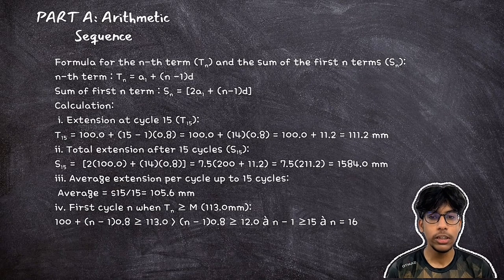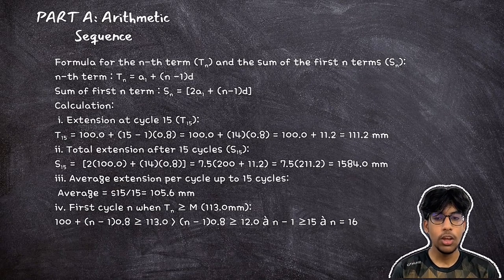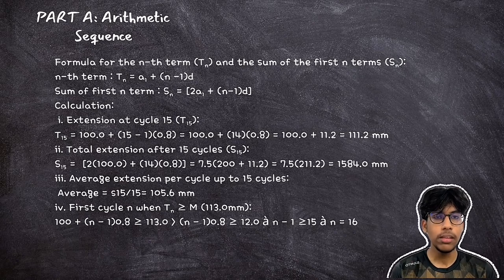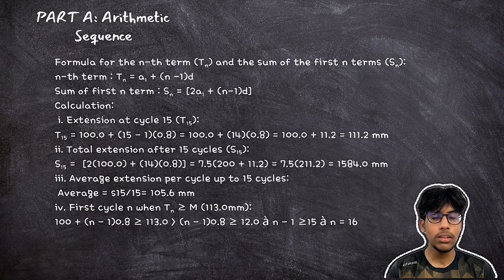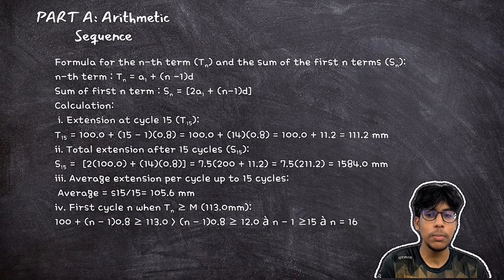So for the second question, we are going to find the extension at cycle 15, which is T15. So it equals 100 plus (15 minus 1) times 0.8. Then it will be simplified to 100 plus 14 times 0.8, and the final answer is 111.2 millimeters.